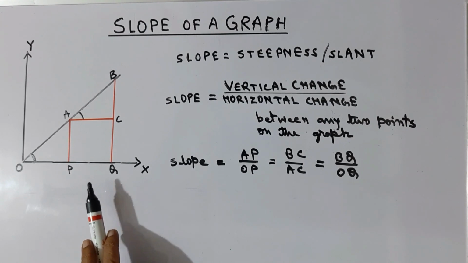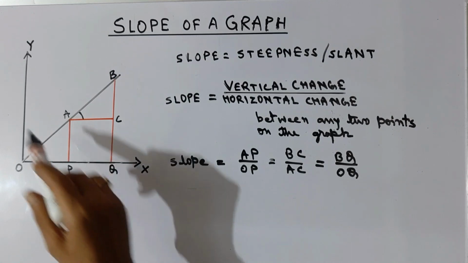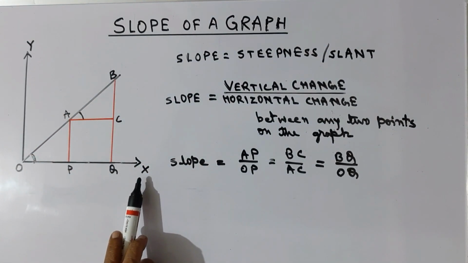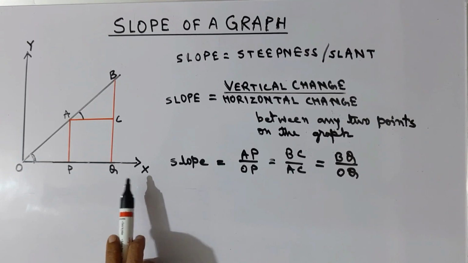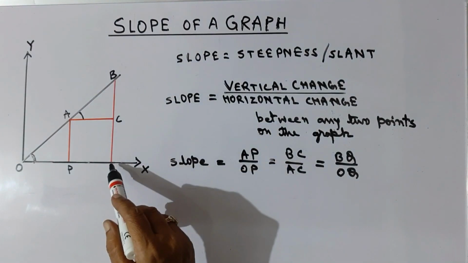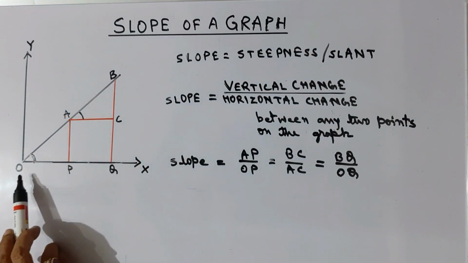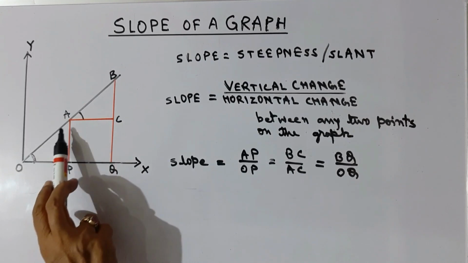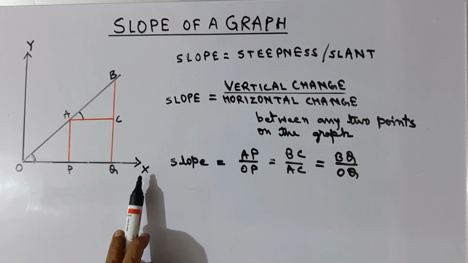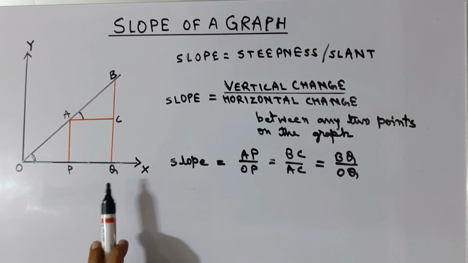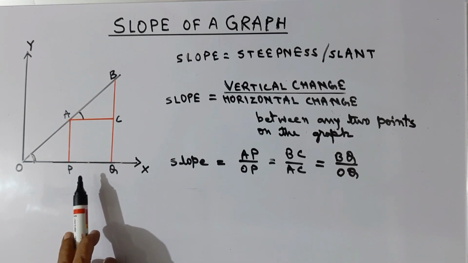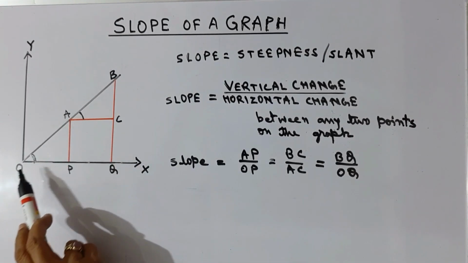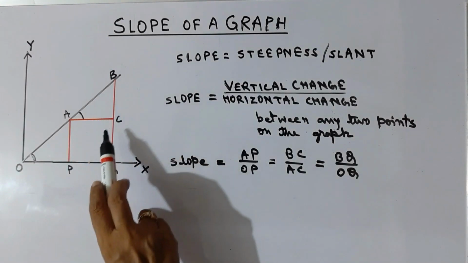Now, we have drawn a line AP parallel to y-axis and perpendicular to x-axis. Similarly, we draw another line BQ parallel to y-axis and perpendicular to x-axis. We also draw a line AC parallel to x-axis. Then it is very clearly seen that we have 3 right angles here, OAP, OBQ and ABC.